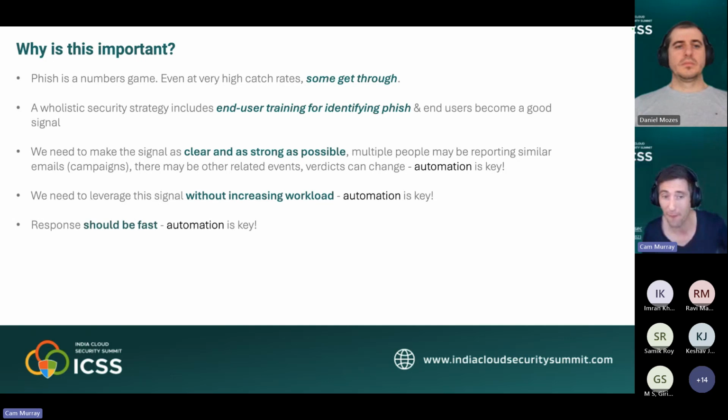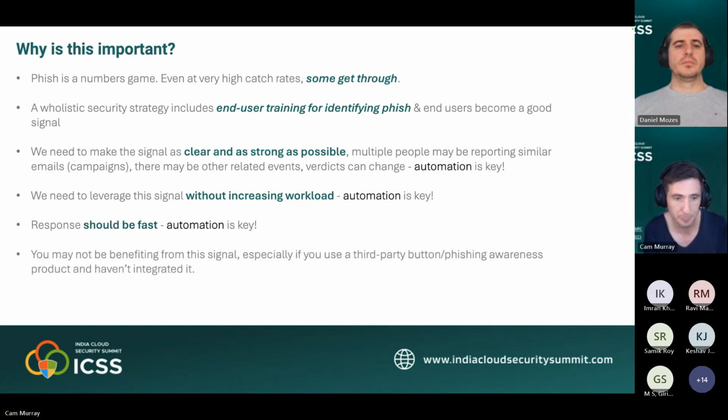The response should be fast, right? Especially if there's something untoward going on in the environment. If one user reports a message, and we are aware that that message has changed verdict, or we now believe that that email is bad, or a website in that email is bad, we might be able to remove those messages automatically. So again, automation is a key component to that.